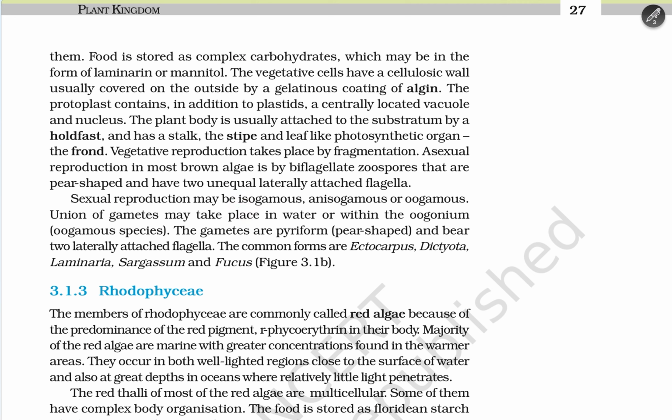Union of gametes may take place in water or within the oogamous species. The gametes are pyriform, pear-shaped, and bear laterally attached flagella. Common members are Ectocarpus, Dictyota, Laminaria, Sargassum and Fucus.